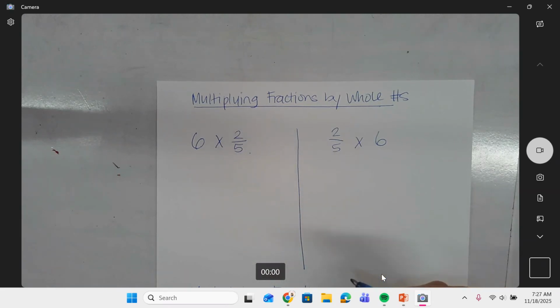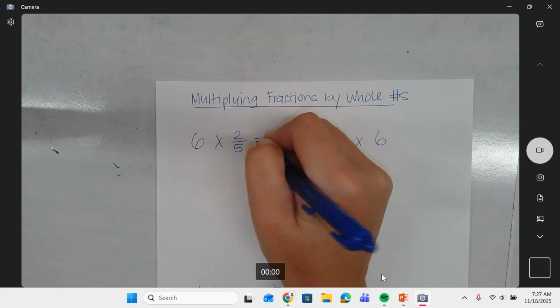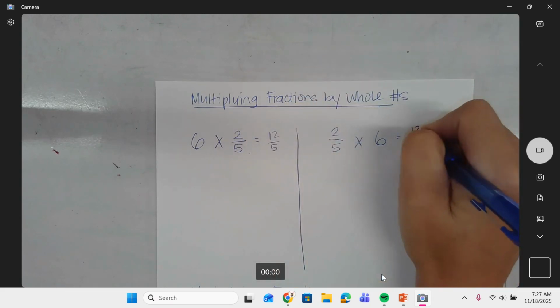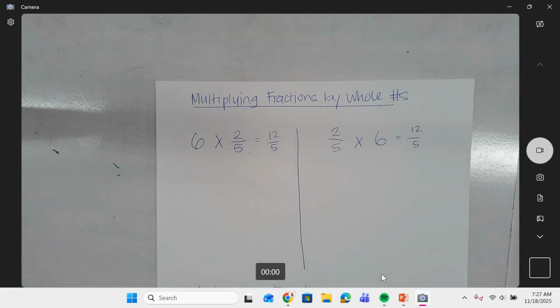The way that you would think about these are actually two different ways. Yes, they result in the same answer, but the way that you think about them is a little bit different in a real world situation. So if we're looking to just solve this, realistically, the answer to both of these is 12/5.